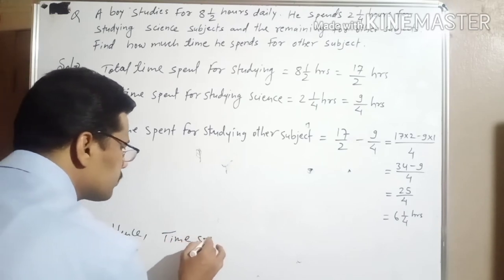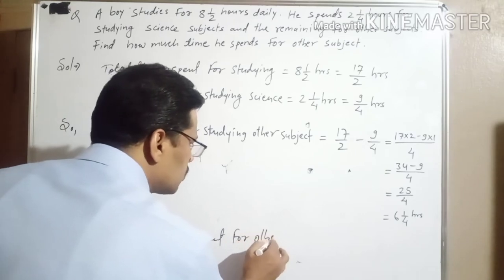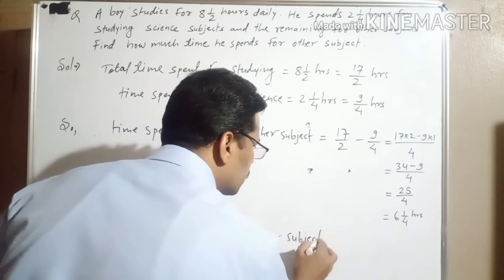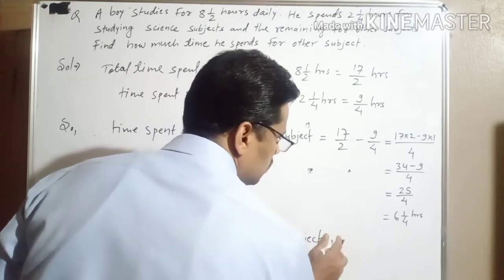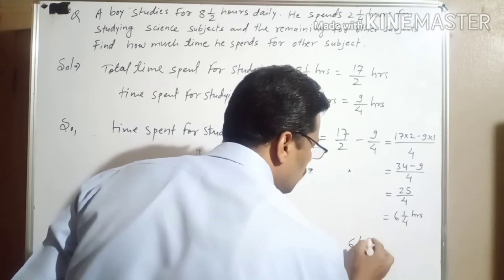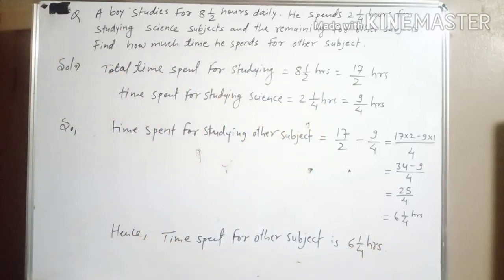time is spent for other subject is 6 whole 1 upon 4 hours. This is our answer. Got it?